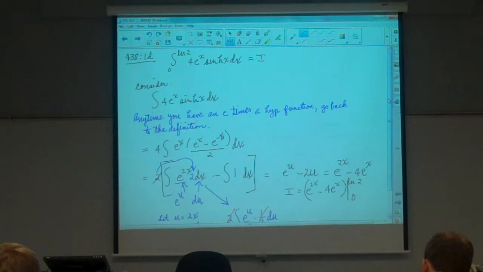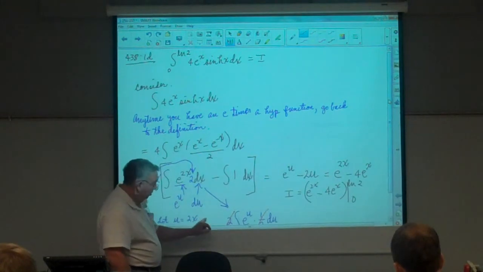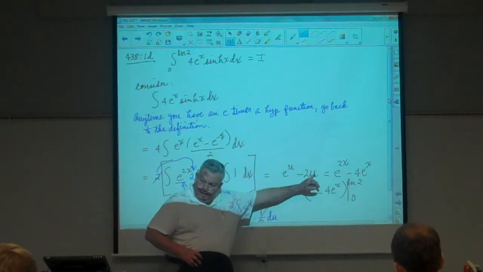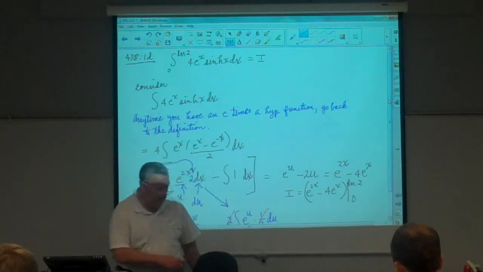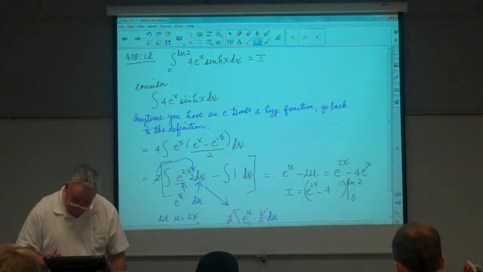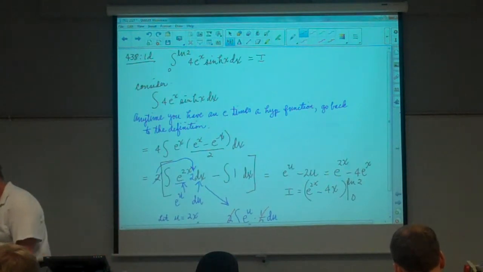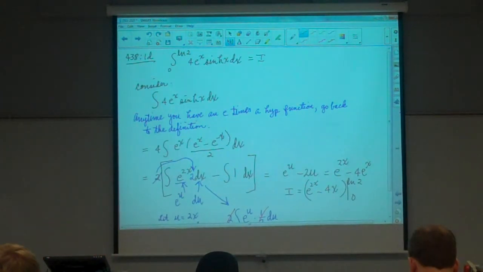I'm a little confused as to where you got 4e there. I think that u is equal to 2x. Right. So 2 times 2x is 4x. 4x. Thank you. If you remember, I stood there and looked at it a minute after I wrote it because it just didn't feel right for some reason. Everybody okay with that?